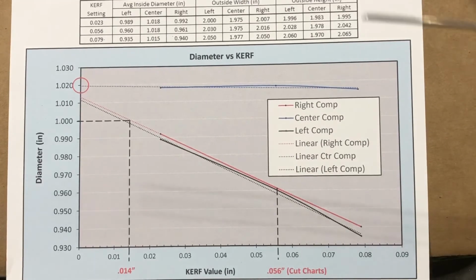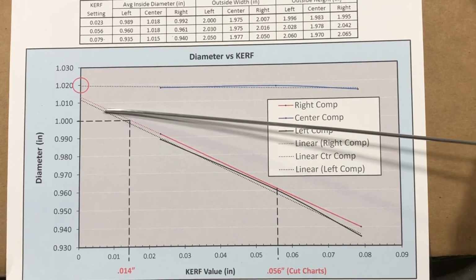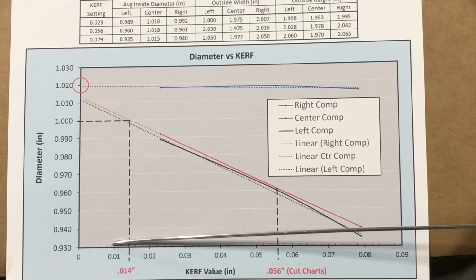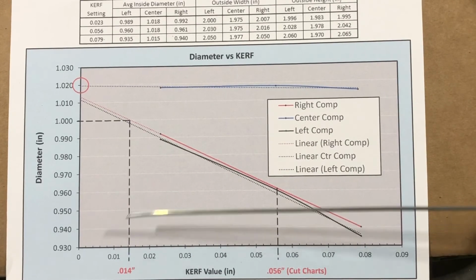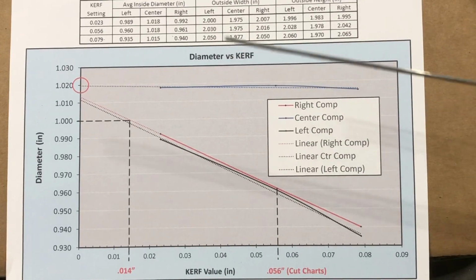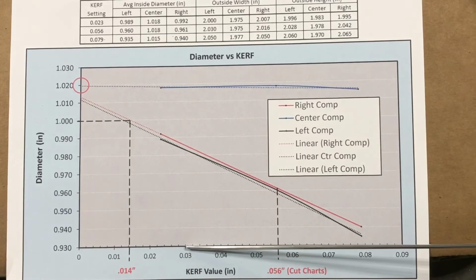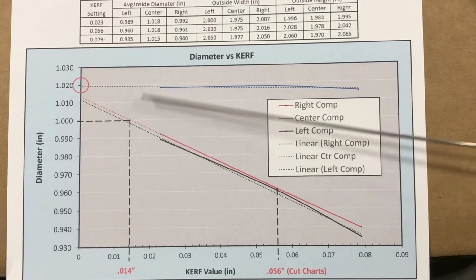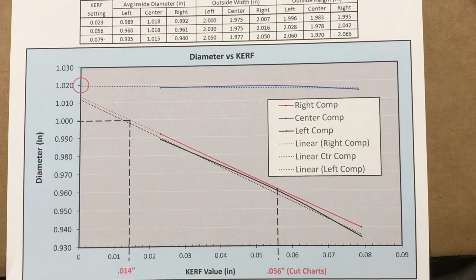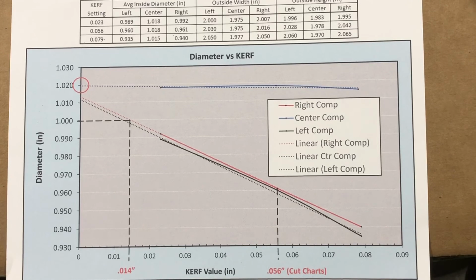Now, let's say I did the cut and I said, oh, dadgummit, it's low. It's less than 1 inch. Well, what do I need to do to make it larger than 1 inch? Well, I need to go in this direction. So that would mean I would need to decrease my kerf value. Or let's say that it's still too large and I need to reduce that diameter. Well, I know that I need to come back in this direction, and so I need to increase my kerf value. So what this chart does for me is allows me to know what direction I should go in order to get the actual dimension of where I want to be.